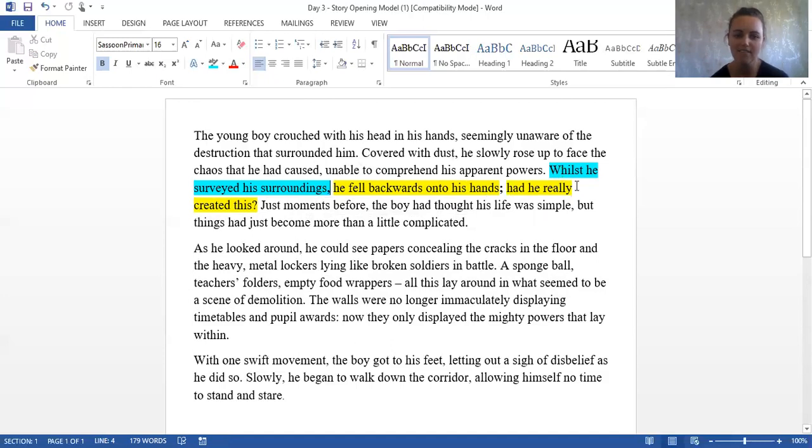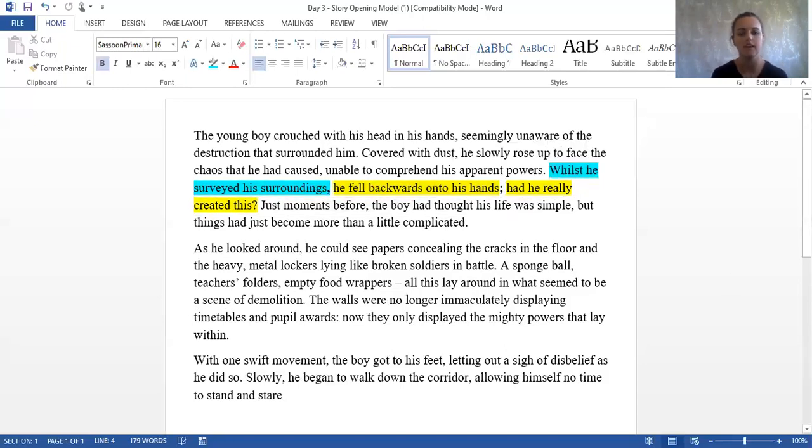Now, I'd like you to have a little think. Do you know what we call this part in blue? I'll give you a few seconds. Okay, it's called a subordinate clause. So we've got our subordinating conjunction, which is whilst, and the whole thing is a subordinate clause. It doesn't make sense on its own. Whilst he surveyed his surroundings, yeah, what happened then? So you cannot have it as its own sentence. The whole thing together before the semicolon makes sense on its own though.